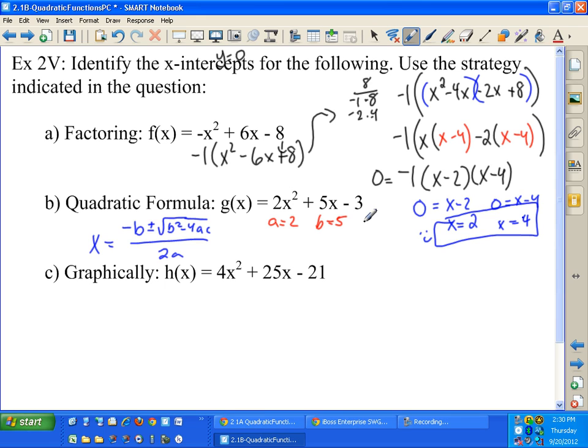Now I don't have enough room for this, so I'm going to move over here and plug it in. So x equals, and substitute it in. So I'm going to substitute in 5. So I'm going to have negative 5 plus or minus.